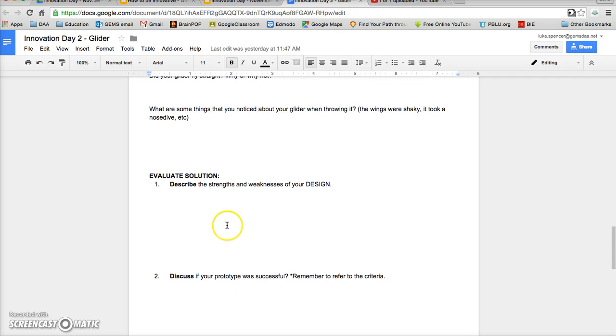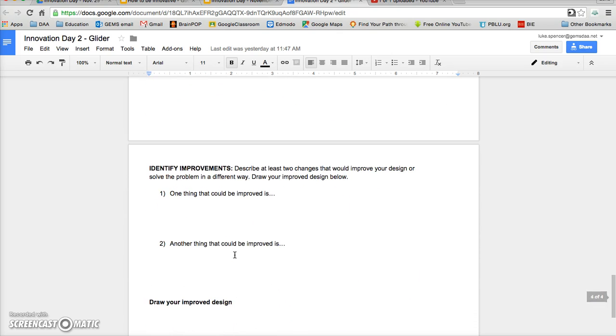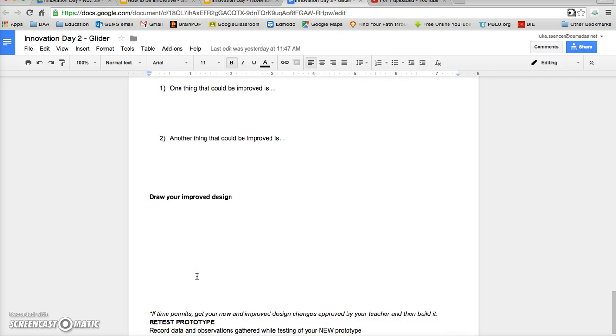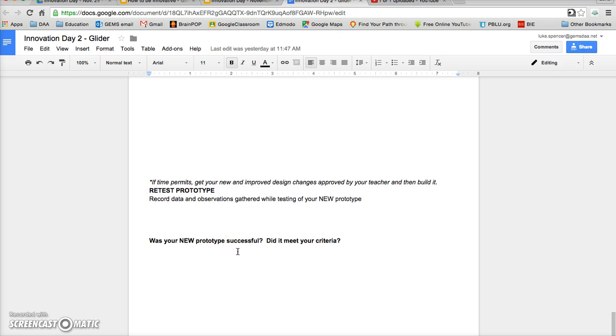Evaluate: what were some of the things that were good about the design? What were some of the things that were not as good? And then you can start improving. I could do this, I could do this, and then I want you to actually improve your glider. You'll then get a chance to retest your prototype to see if you can make it go 10 meters.